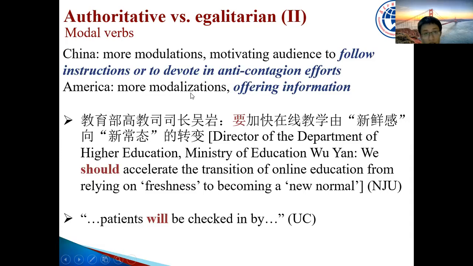But what does it have to do with authoritative and egalitarian? The Chinese one has more modulations. They motivate the audience to follow instructions or to devote themselves to anti-contagion efforts, as the example shows. The director of the Department of Higher Education, Wu Yan, said, "We should accelerate the transition." So it is a policy imposed on the individuals. While the American one has more modalizations, their function is to offer information, like "Patients will be checked in by..." So it is information providing, rather than telling you what to do.